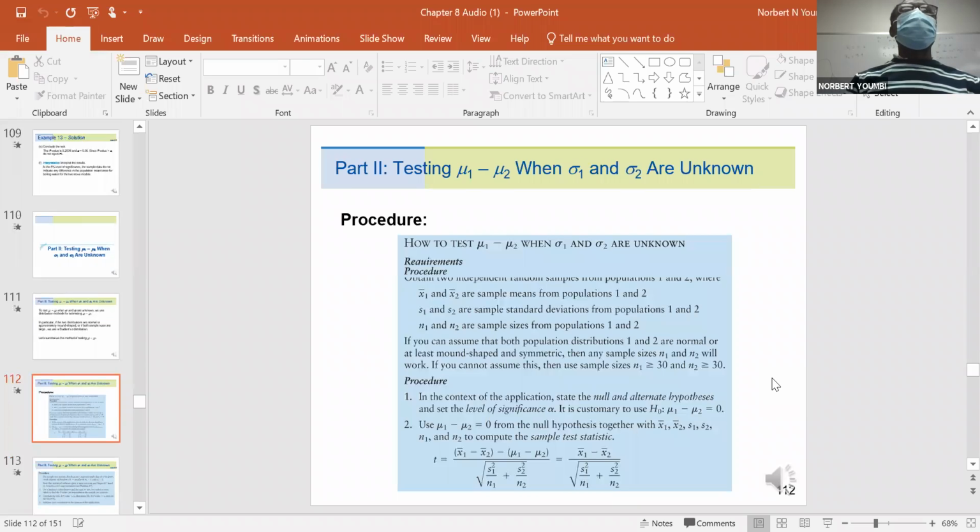So when sigma is unknown, we use the T distribution.